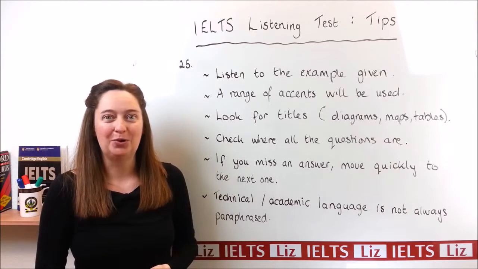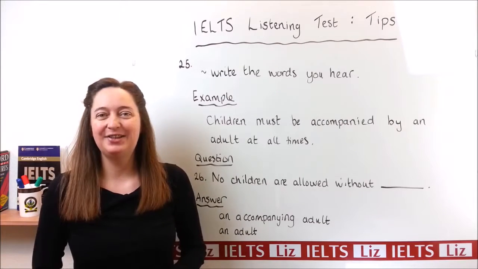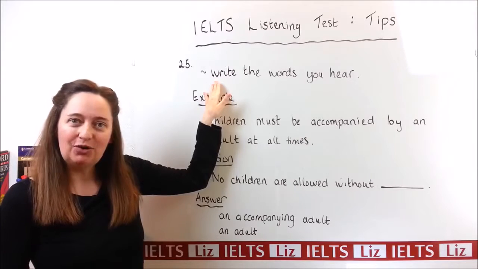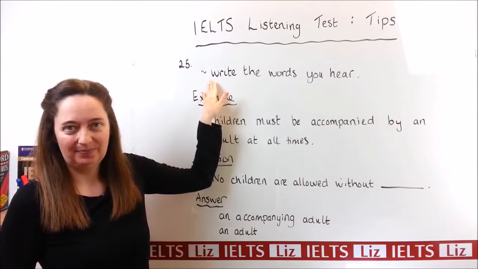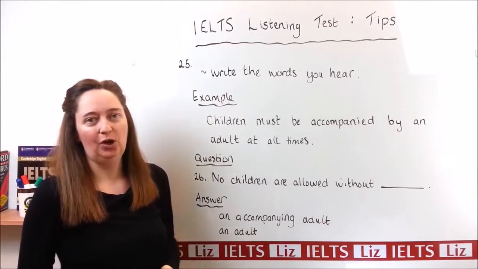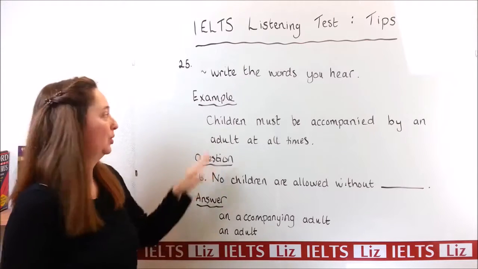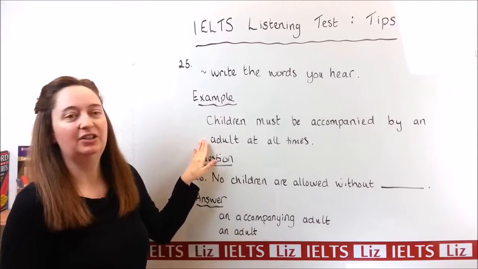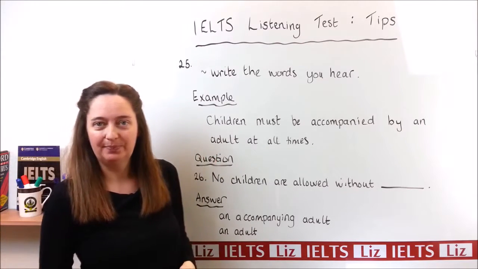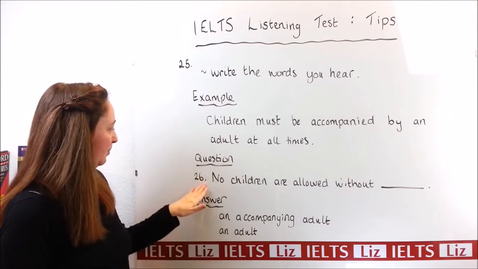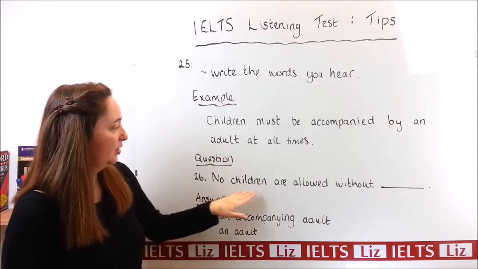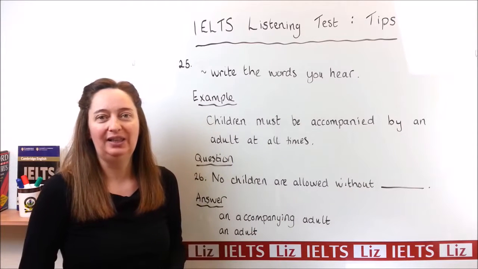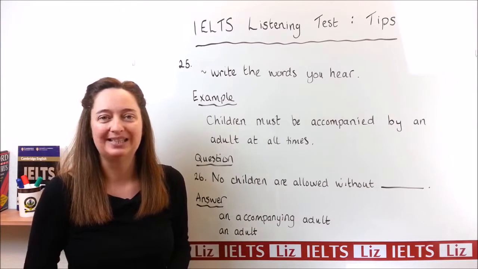Let's have a look at some more final tips. This is a very important tip. For your answer, you need to write the words that you hear. Now, here's an example of something you might hear in the recording. Children must be accompanied by an adult at all times. And here is the question. So number 26. No children are allowed without, and you need to fill in the gap. You need to complete the sentence.